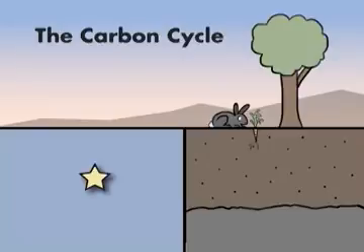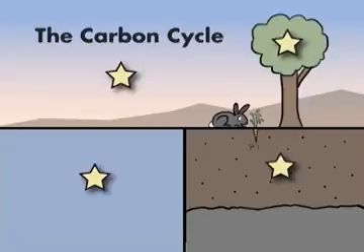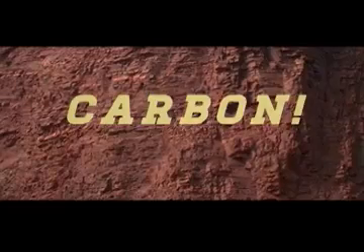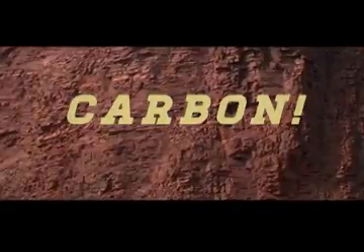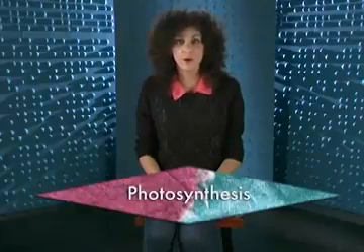The ocean is one of several carbon reservoirs. Another carbon reservoir is the atmosphere. Carbon also hangs out on land, mostly in plants, soil, and rocks. Let's see how the cycle works already, shall we? Okay, here we go. Ever heard of photosynthesis?